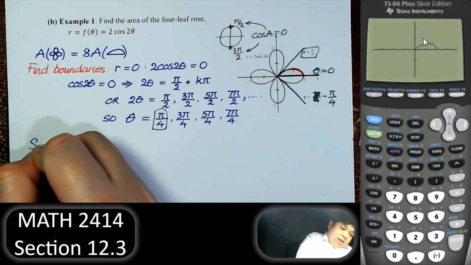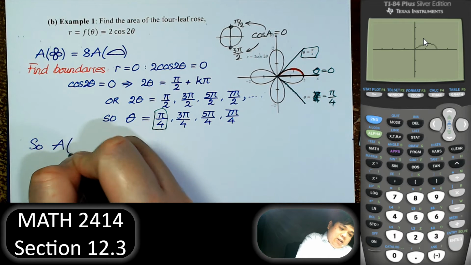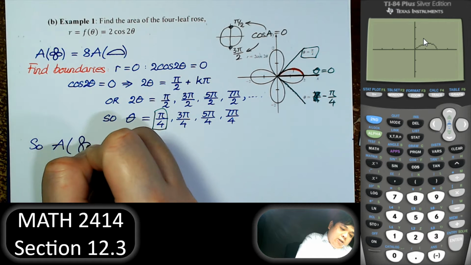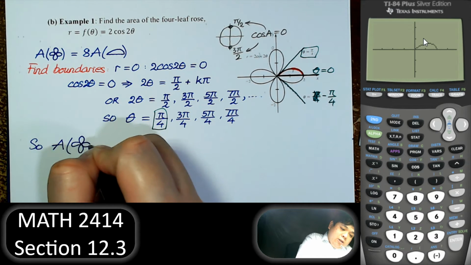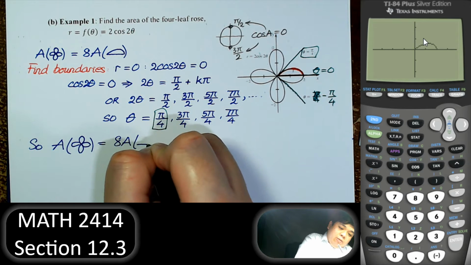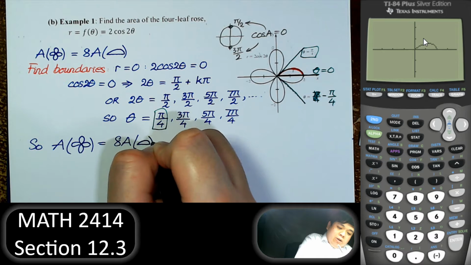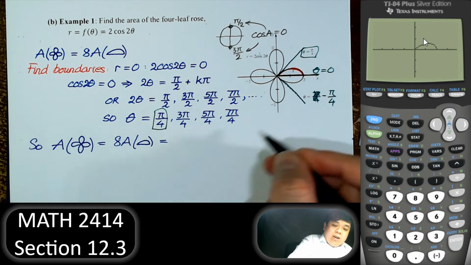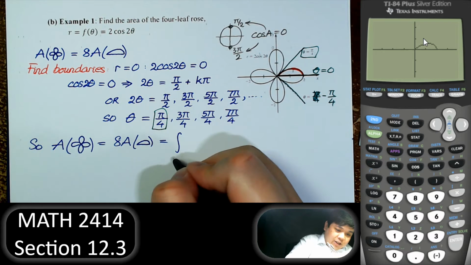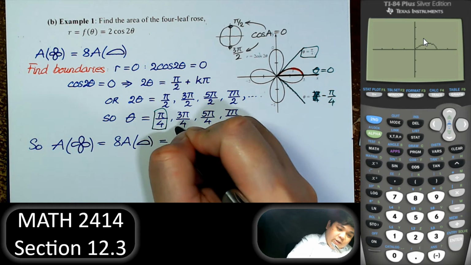So the area of the whole rose petal is equal to 8 times the area of one parallel. The limit for the integral will go from 0 to pi over 4.